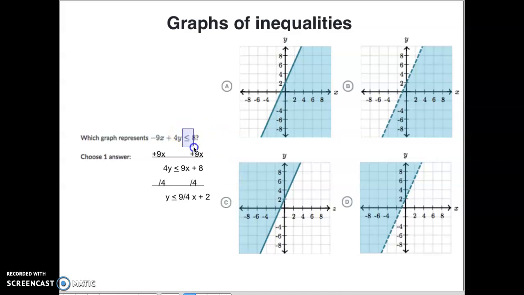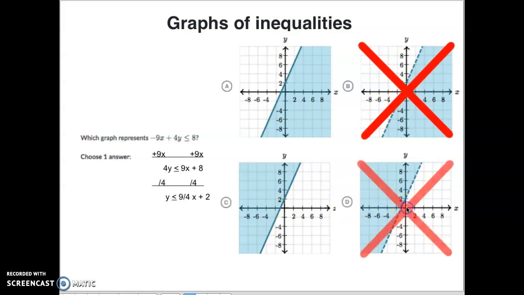First of all, in the very beginning, it's a less than or equal to sign. So it's y is less than or equal to. So right off the bat, you know because of the equal sign, it has to be a solid line. Well, A has a solid line, B does not, so B can be x'd out. C has a solid line, but D does not, so we can x out D. So already we have eliminated 2.